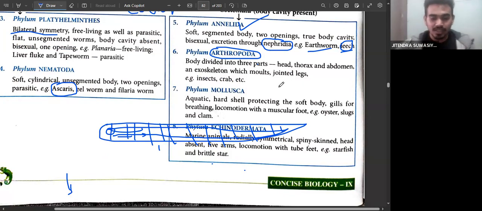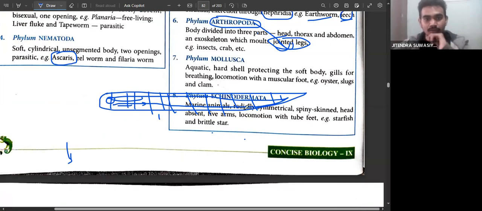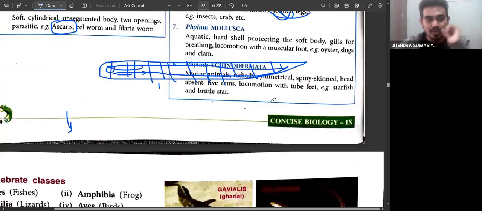Molting means they go through different phases. After the first molting, it will develop into another form. After the second molting, third molting, fourth molting, there are different morphological structures. Then they have jointed legs. Arthropoda is derived from a Greek word which means jointed legs. Then we have mollusca. We have discussed mollusca and echinodermata.